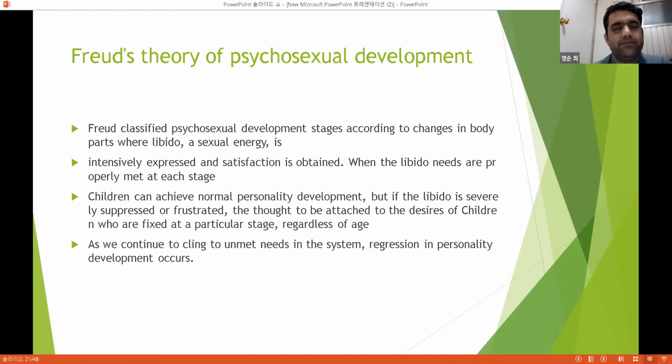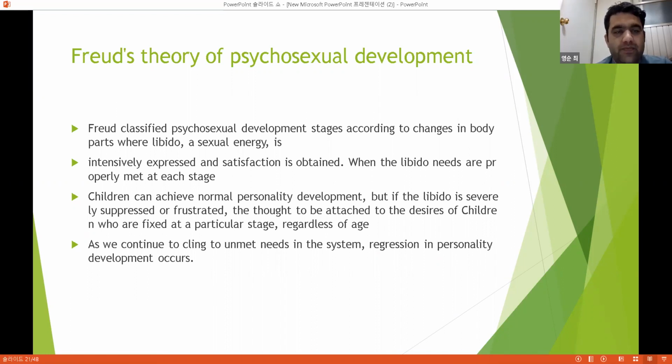So Freud's theory of psychological development was classified as psychosexual. It was also classified as psychosexual development stages according to the changes in the body where the libido, or sexual energy, is intensively expressed, and satisfaction is obtained when the libido needs are properly met.